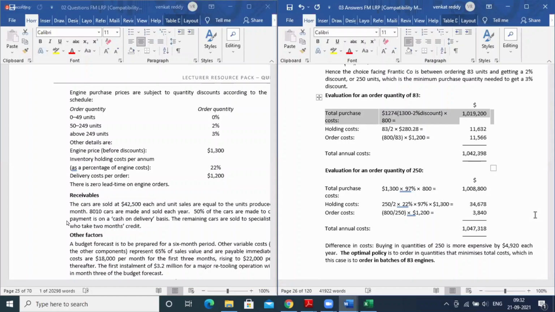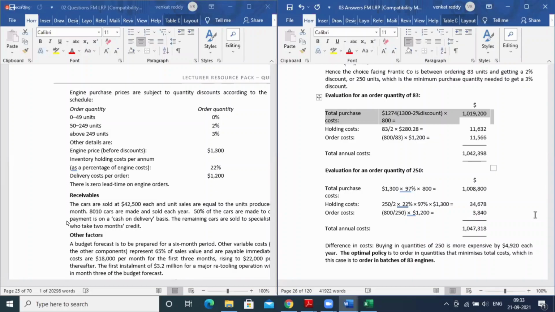So the total engines which we require every year is 800. And at what price are we getting them? 1274. Actually, it is 1300, but because we are getting a discount of 2%, we should pay only 1274. So 1274 into 800 will be 1,019,200.